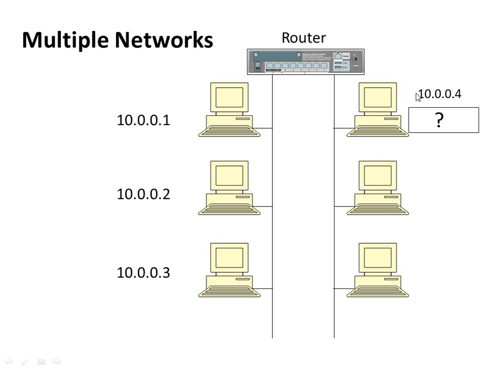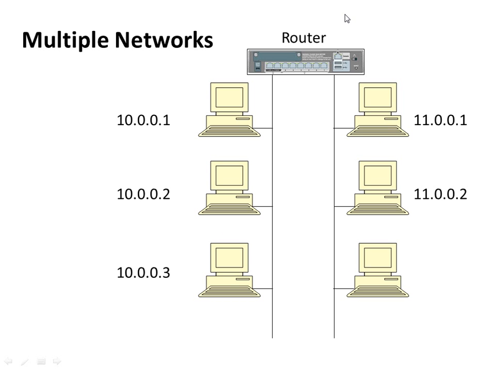So the computer on this network has to have a network ID which does not start with 10. So I will just give this one an IP address of 11.0.0.1. And the next one will be 11.0.0.2. Notice all the computers on this network start with a 10, all the computers on this network start with an 11, and all the computers on each network have different host IDs.